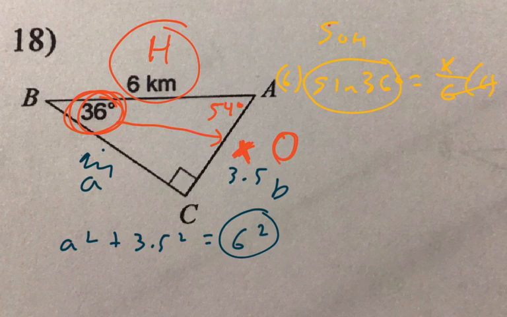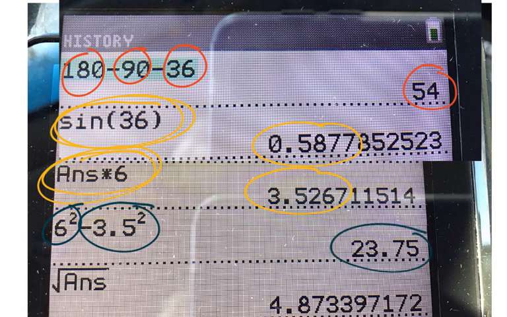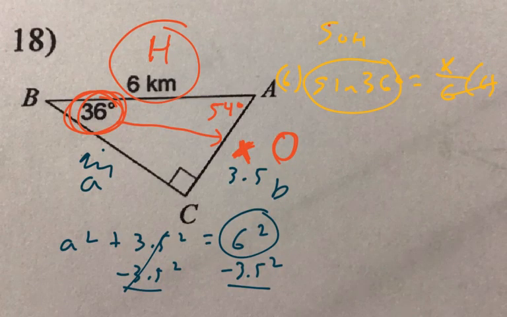All right, so notice here, I'm going to minus 3.5 squared from both sides. And we'll have our side squared, and then we'll do the square root. So 6 squared minus 3.5 squared. We do the square root of it. Rounding that answer off, we're going to know that this missing side is 4.9. All right, let's squeeze in one more, guys.